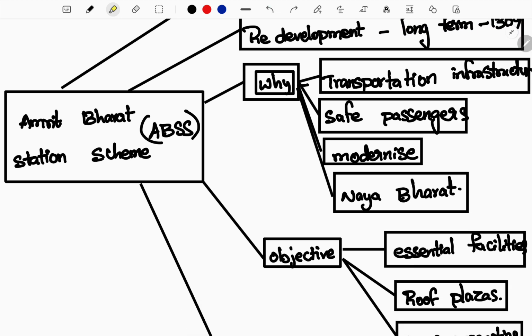Why are they planning this? We know that railways is the better transport for rural Indians, the common man and middle-class Indians. To build quality transport infrastructure, we need quality railway stations. If you develop better infrastructure, then you can safeguard the passengers. That is why this infrastructure development program, the Amrit Bharat Station Scheme, is being implemented. We are modernizing our railways and creating a Naya Bharat, a new India with qualitative development.